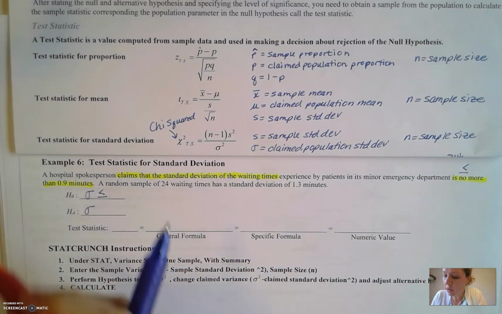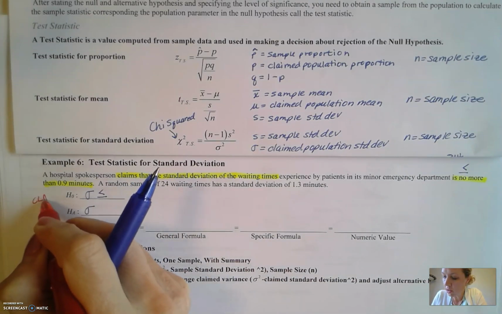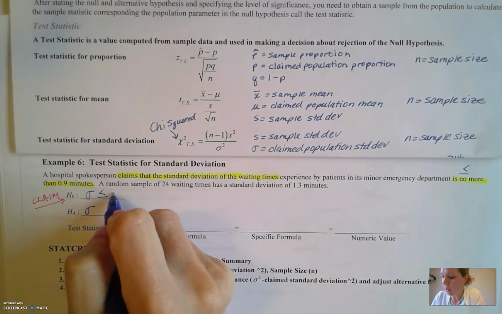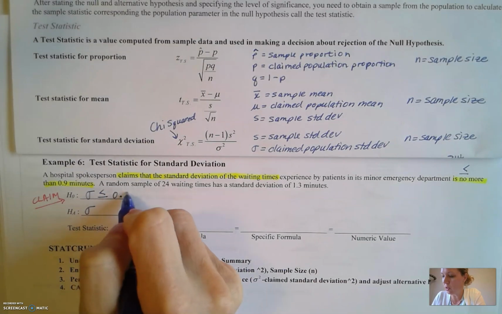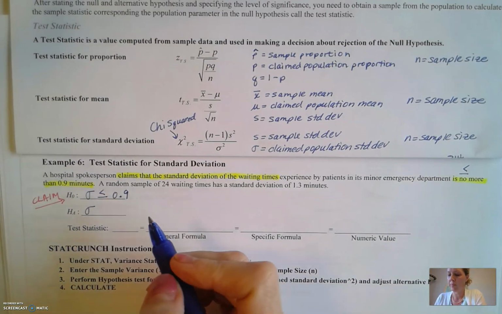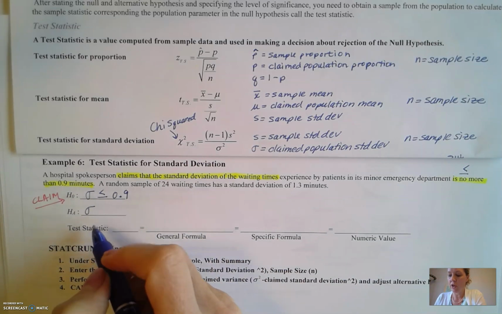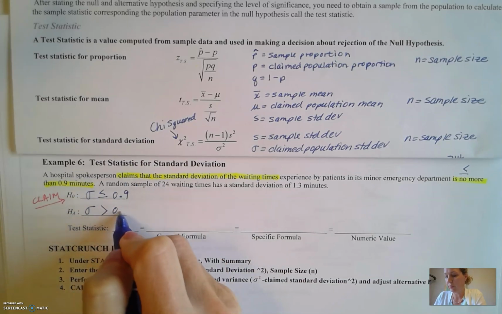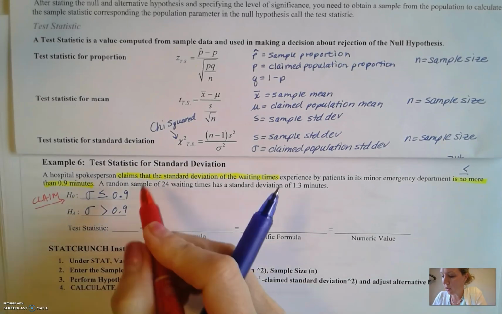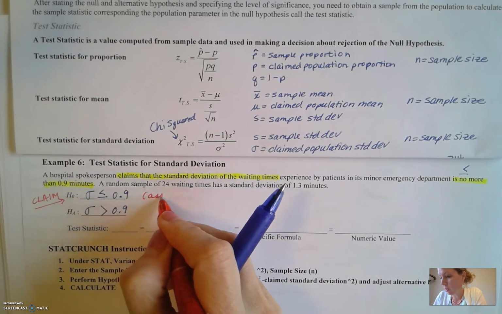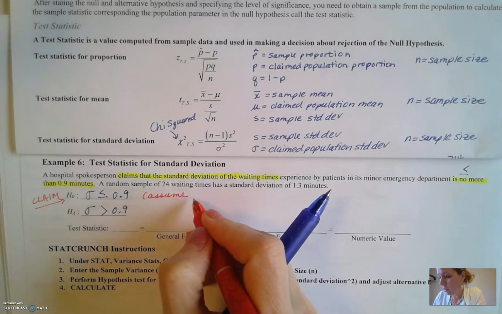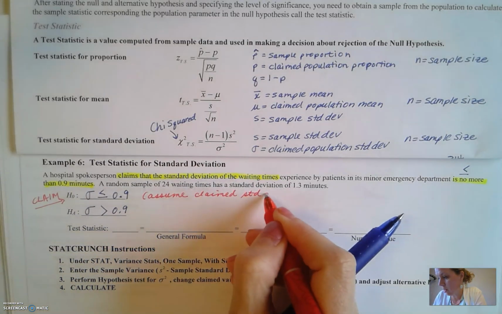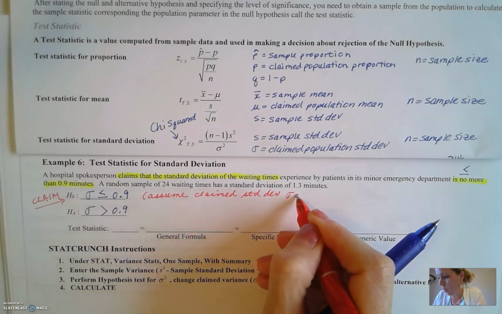So the claim is H0, it contains equality, and the parameter is 0.9. So sigma is less than or equal to 0.9. The HA then, if it's not less than or equal to, is greater than 0.9. For the underlying assumption, we assume the claimed standard deviation sigma equals 0.9.